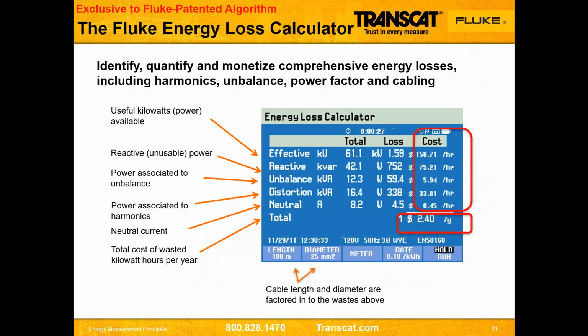So one of the things we came up with at Fluke a number of years ago was called an energy loss calculator. We've actually patented this. So what if we could actually put in your effective kilowatt hour rate, your reactive kVARs or wasted energy, what does unbalance cost me, what does distortion or harmonics cost me, what do neutral currents cost me, which is unusable power. Apply your actual kilowatt hour rate as a customer. What do you pay the local utility? We can take this out 3 digits behind the decimal point.